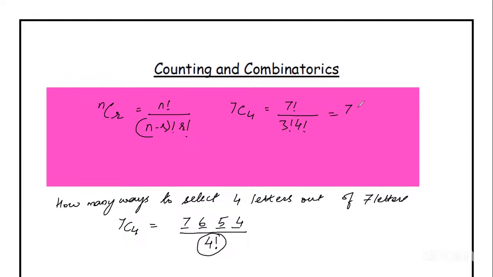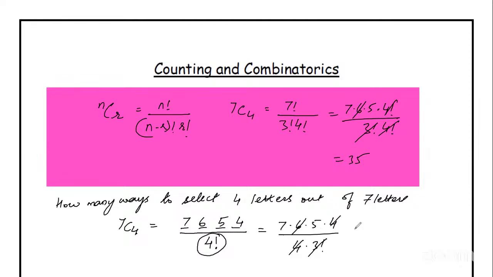If I were to simplify this, it will be 7 into 6 into 5 into 4 factorial over 3 factorial and 4 factorial. 3 factorial goes with 6 because 3 factorial is 6. So I got 35 as an outcome. And out here, this is 7, 6, 5, 4 over 4 factorial. So let's work this out. 7 into 6 into 5 into 4 over 4 into 3 factorial. 4 and 4 go. 3 factorial goes with 6. So you get 35 outcomes.